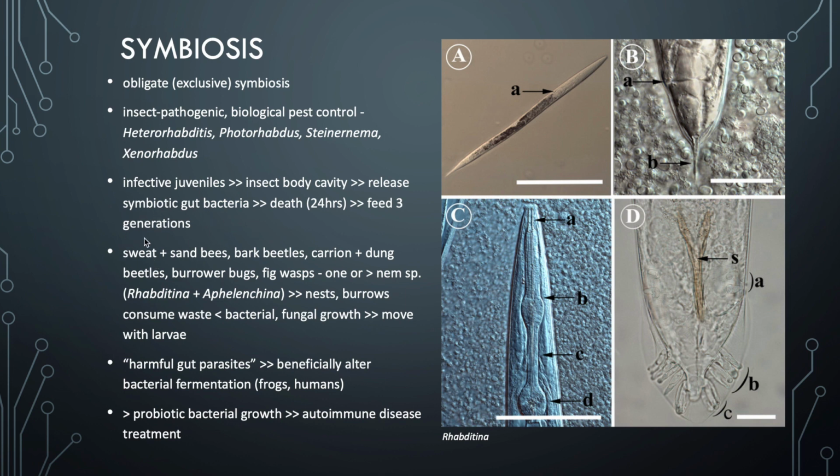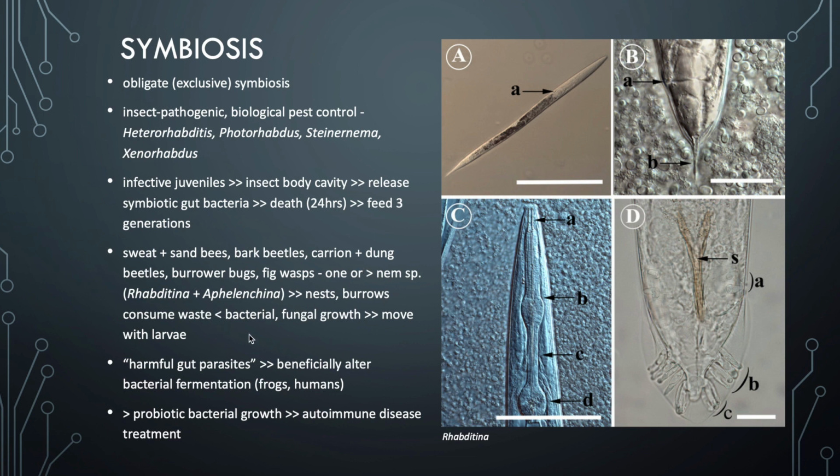Another way that nematodes can be symbiotic with various insects such as sweat beetles, sand beetles, bark beetles, carrion and dung beetles, burrower bugs, and fig wasps is that one or more nematode species, such as Rhabditina, which is pictured here, inhabit the nests or the burrows of these different insects, and they actually consume their waste. So they clean up the nest, they clean up the burrows, they eat excess food that's brought in, and also the feces of the animals, and just basically clean up. So they're like a little cleaning service.